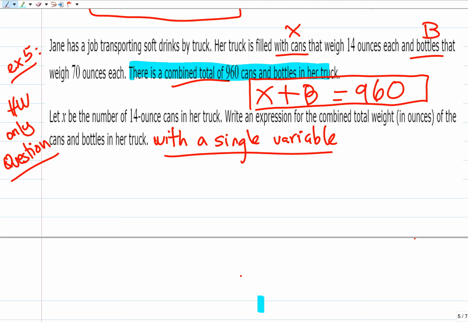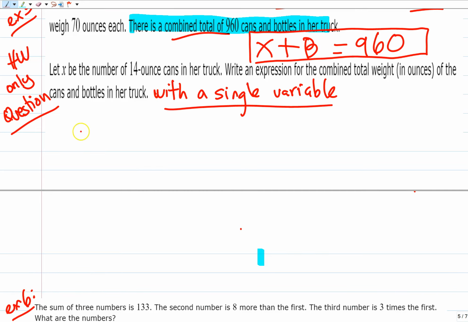What I want is a weight in the truck. How will I get the total weight? We did this kind of with the last one when we spend money, right? We did the cost times how many we had. This is going to be similar. We're going to take the weight of the cans times how many cans there are. The weight of the bottles times how many. And if we combine them, that should give us a total weight. I'm going to write out what I just said.